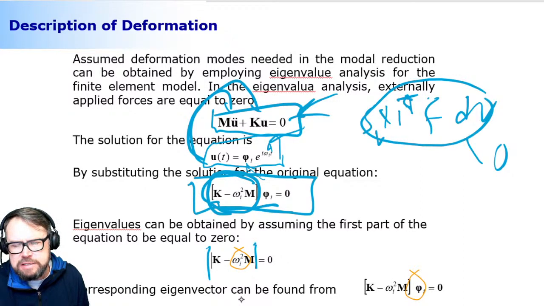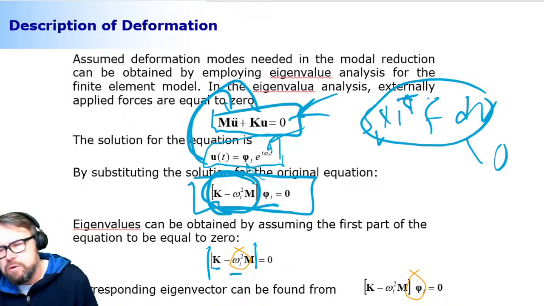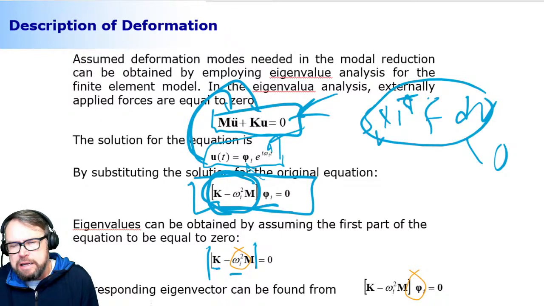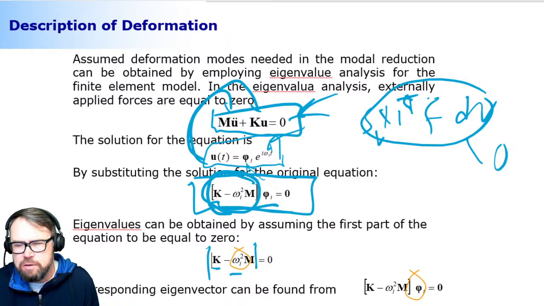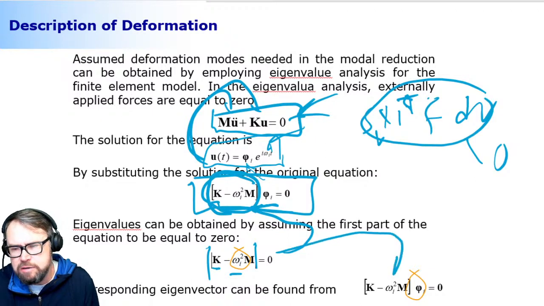And I can do it by taking a determinant of the matrix, which is the stiffness matrix minus omega power 2 multiplied by the mass matrix, equal to 0. And once I get the solution for my omega, then I can substitute omega back into this equation, and then I can solve my eigenvector.